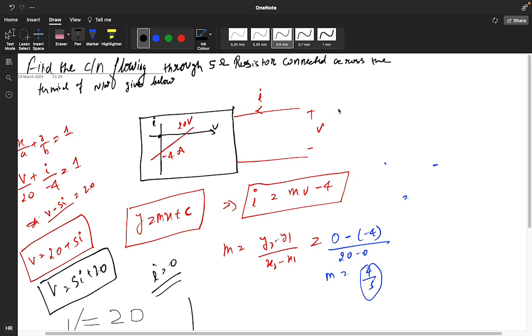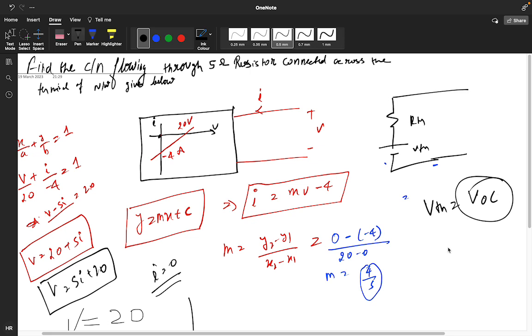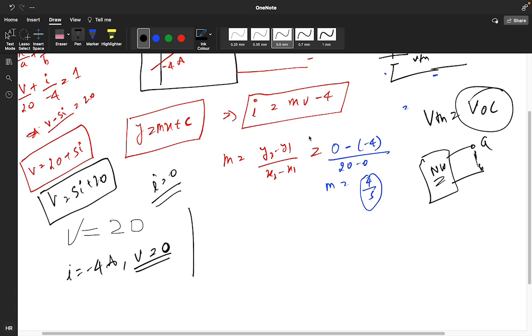So this network can be replaced like this: positive, negative. This is your VTH, this is your RTH. Okay, so VTH is what? VOC, the open circuit voltage. If you have some particular network and they are asking you to find the value of VTH, what we do is open the circuit. So open circuit means we know the value of VTH. The value of VTH is 20.